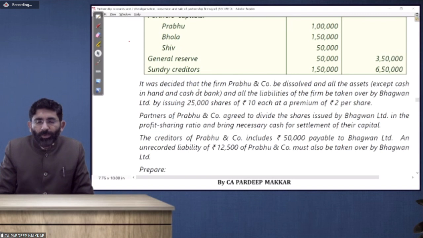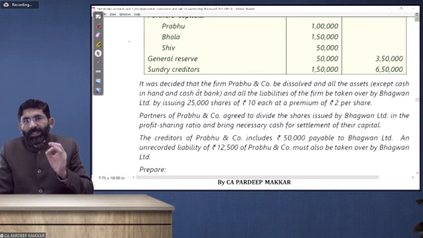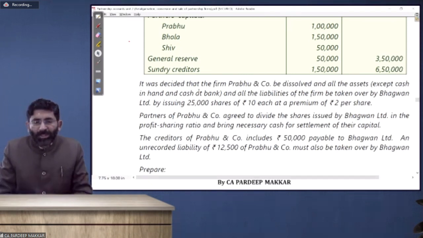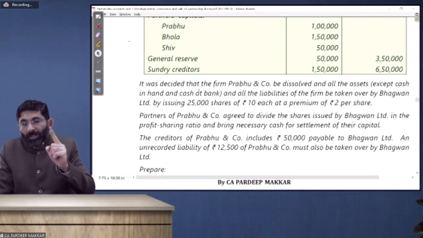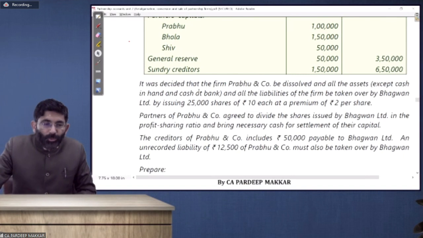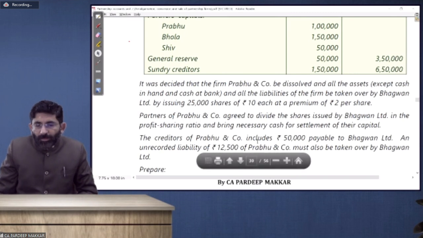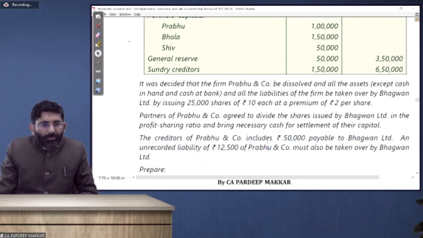Partners of Prabhu and Company agreed to divide the shares in the profit sharing ratio and bring necessary cash for settlement of their capital. So that is the point. Creditors of Prabhu and Company include 50,000 payable to Bhagwan Limited. This is the most important thing which you have to keep in your mind. This is what he says: the creditors of Prabhu and Company include 50,000 payable to Bhagwan Limited.